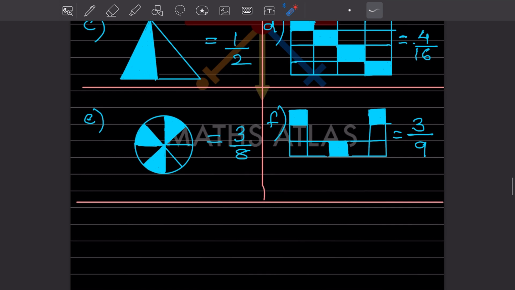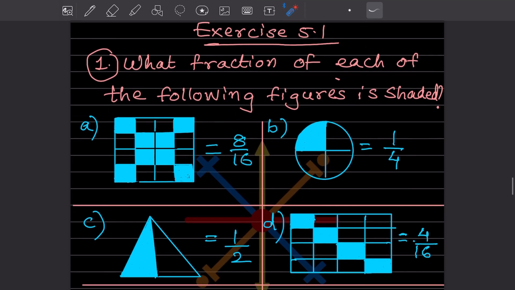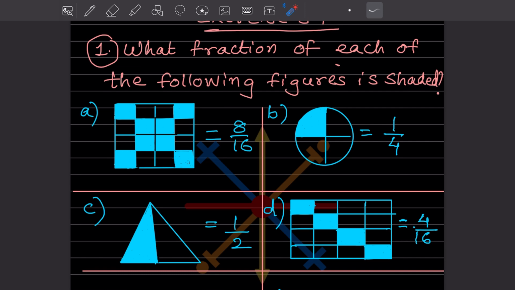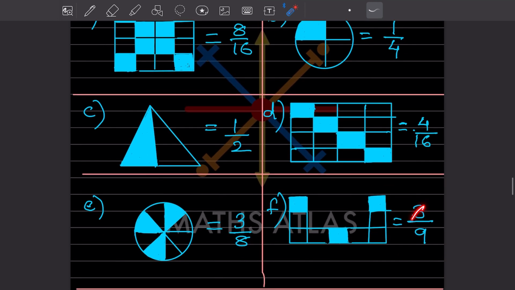Now here again 1, 2, 3 shaded. Out of here you will count all of them, that are 8, so 3 out of 8. Now here, 1, 2, 3. So this is 3 out of how many? 1, 2, 3, 4, 5, 6, 7, 8, 9. Hope you got it. Here again you can write these fractions in the simplest form. 8 ones are 8, 8 twos are 16, that will be 1 by 2. Here also we can divide by 4: 4 ones are 4, 4 fours are 16, that will be 1 by 4. Here it will be 3 ones are 3, 3 threes are 9, that will be 1 by 3. The rest don't change.